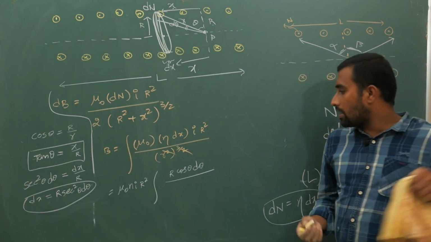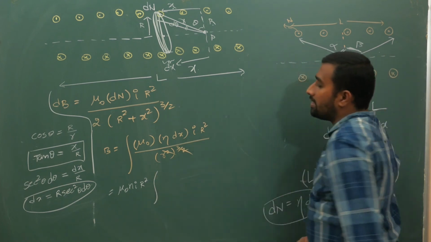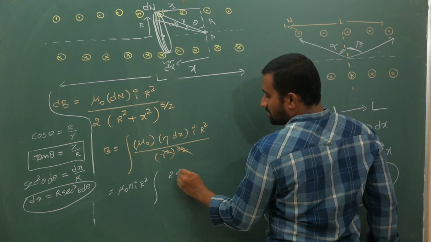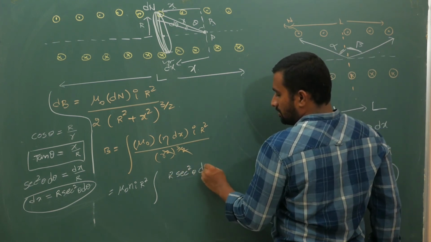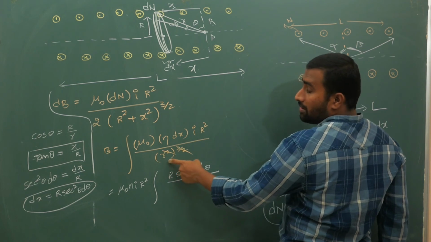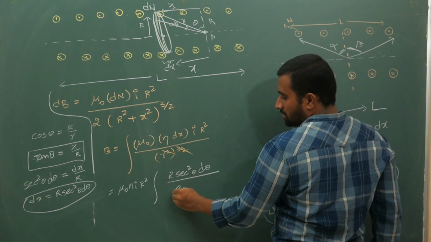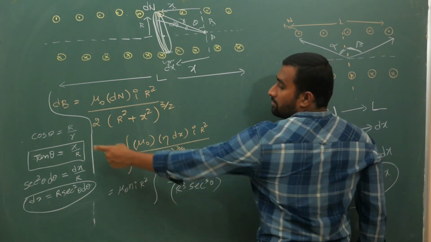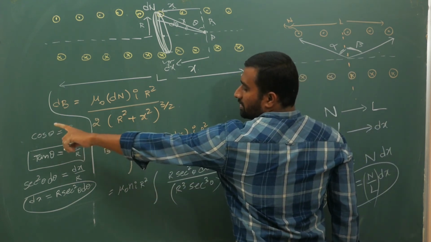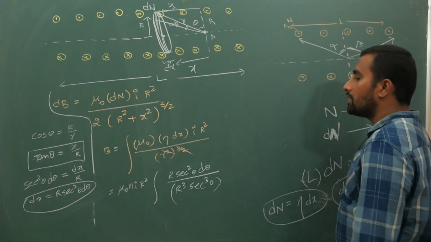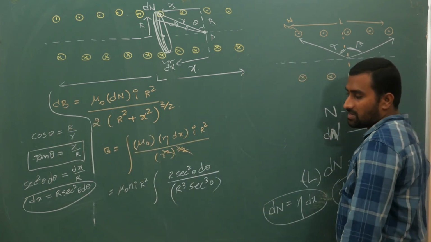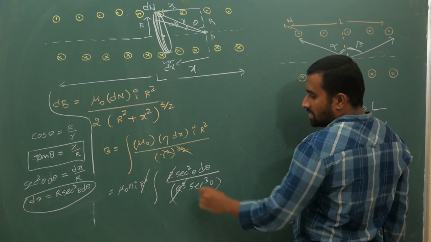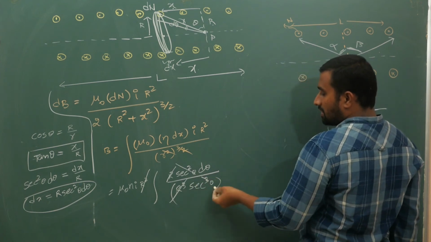Sorry. Okay. So mu naught ni r square, they are constants. In place of dx it is r secant square theta d theta whole divided by, in the denominator you have small r cube. Small r cube is r cube into secant cube theta. From here capital R, small r, if you send it to other side, and cos theta if you bring it to this side, it will become r cube secant cube theta. So r square into r cube, secant square theta secant cube theta will cancel off.